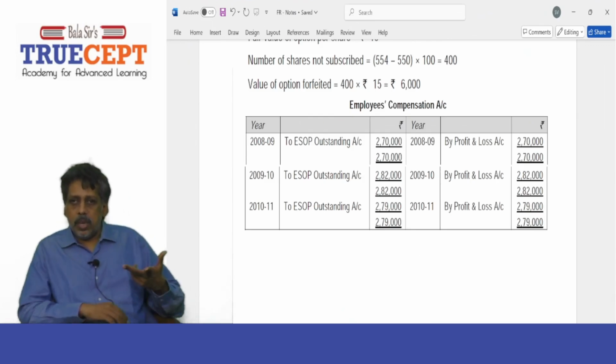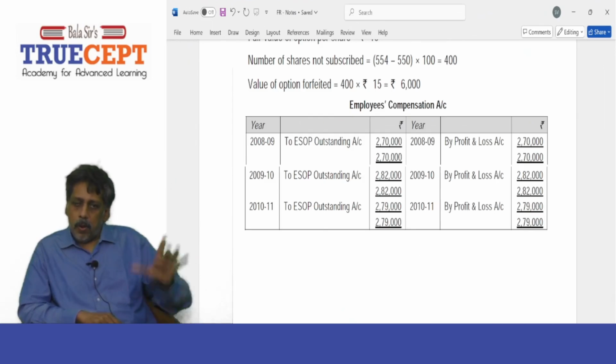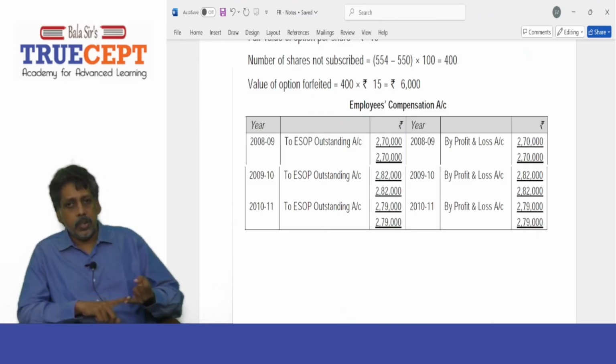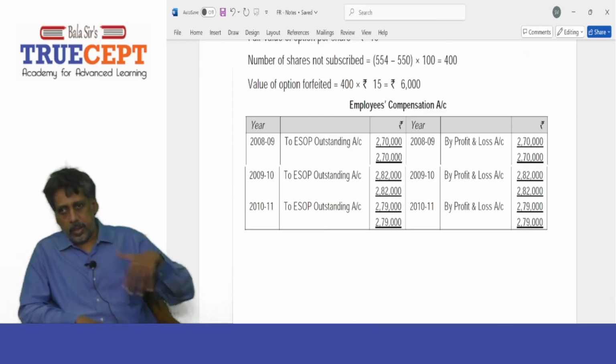So just see the entry. In your employee compensation expense account on the debit side, it's going to be to employee stock option outstanding, ESOP outstanding account, 2,70,000, and you all know the expense will be transferred to the profit and loss account. I'm not going to give the entry for that, okay? You know that. And then the second year also, same thing, 2,82,000 expensed. Third year 2,79,000 expensed. Done. Then I'll go to the next account.